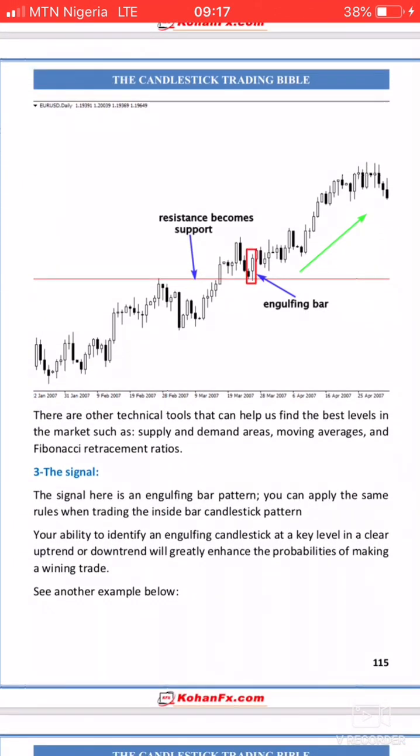There are other technical tools that can help us find the best levels in the market, such as supply and demand areas, moving averages, and Fibonacci retracement ratios.